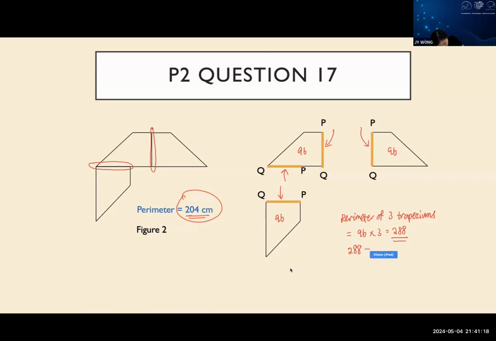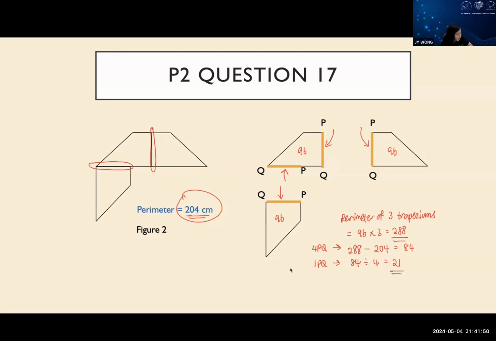So I need to subtract away. Okay, to find 4 PQ, I need to subtract 288 minus 204, which will give me 84. That is 4 PQ. Then 1 PQ, that means 1 side, will be 84 divided by 4, which will give you 21. So that's how you get your answer 21. Is that okay, Ken? Okay, last part already.